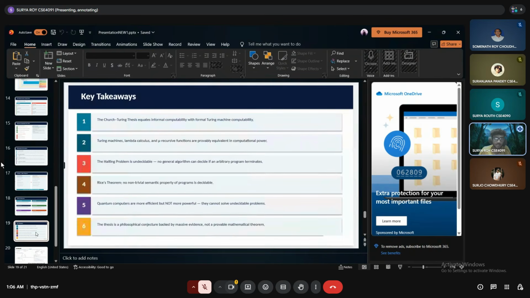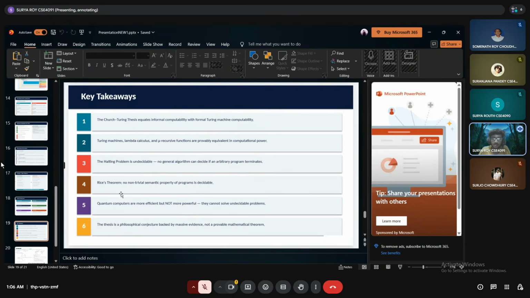Moving on to the next slide, the key takeaways are: number one, the Church-Turing thesis equates informal computability with formal Turing machine computability. Number two, Turing machines, lambda calculus, and mu-recursive functions are provably equivalent in computational power. Number three, the halting problem is undecidable. No general algorithm can decide if any arbitrary program terminates.